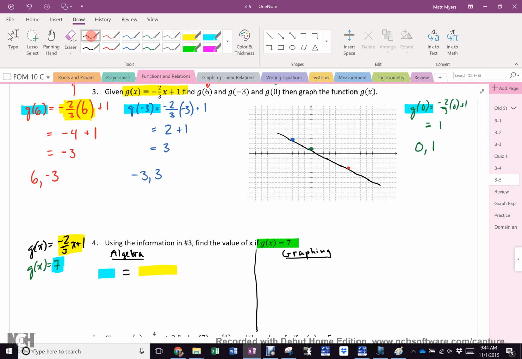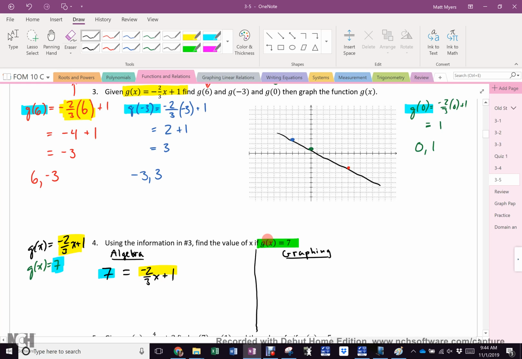Okay, so what is the blue thing? 7. What is the yellow thing? Negative 2/3 x plus 1. What's your job now? What's your job anytime in math that you see a letter in an equation? Isolate it. And that makes sense, doesn't it? Because in this case, we didn't know the x.